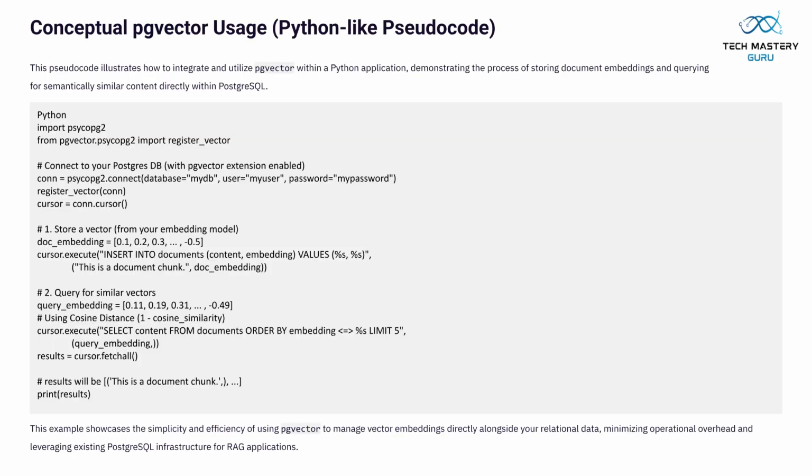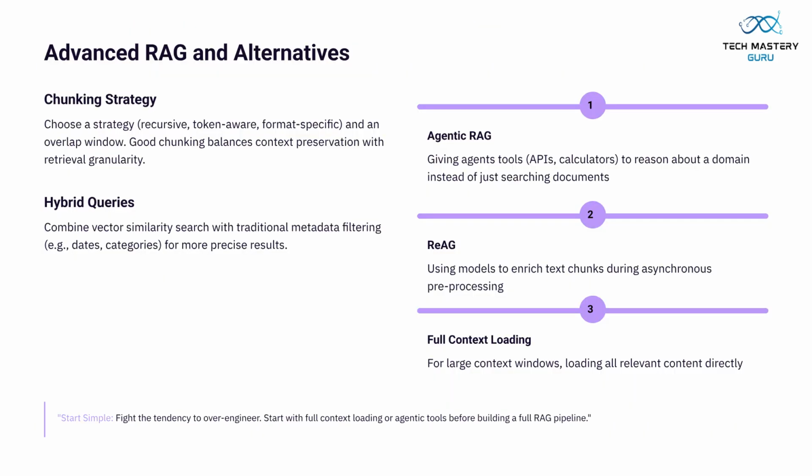This pseudocode demonstrates pgvector usage in Python. It shows how to store document embeddings and query for semantically similar content directly within Postgres, highlighting its simplicity and efficiency. Moving to advanced RAG, consider chunking strategies and hybrid queries. Alternatives include Agentic RAG, which gives agents tools to reason, REAG for enriching text chunks, and full context loading for large context windows. Remember to start simple before over-engineering.